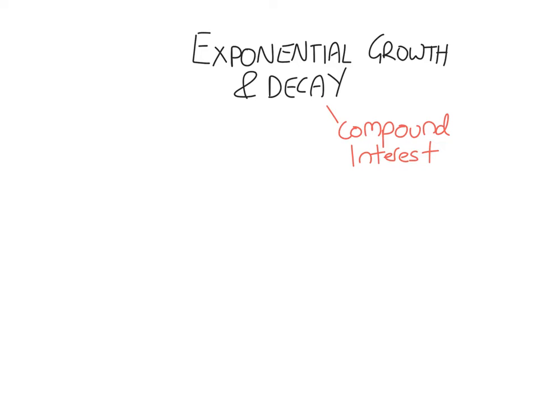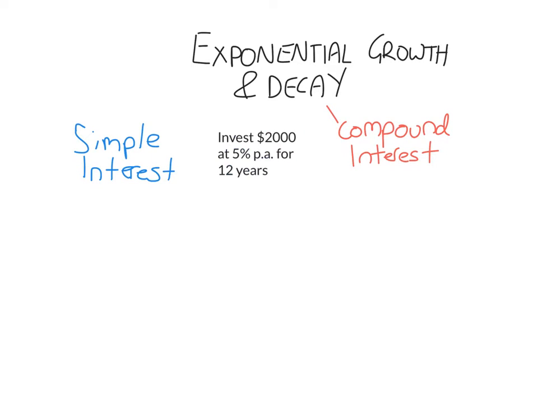Now, we're also going to contrast this with simple interest. So this is just hopefully so you'll understand compound interest better. Simple interest is not exponential growth. Again, I just want to contrast them, okay? So let's look at an example. So to compare and contrast simple interest and compound interest, we're going to look at the example of investing $2,000 at 5% per annum, which means per year, for 12 years.